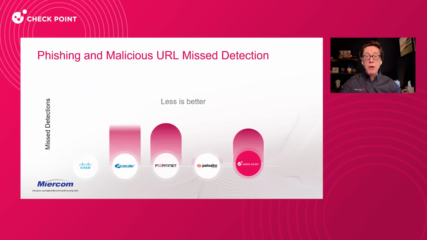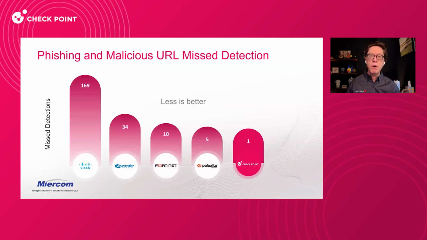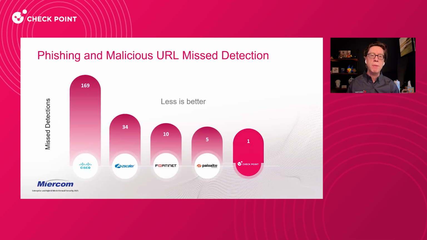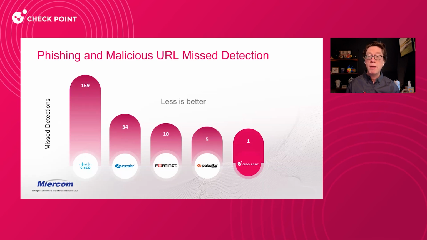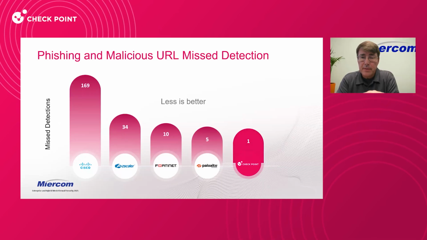Yeah, I'll bet that enterprises really like that functionality, that flexibility. So now that we understand the test environment, let's take a quick look at the results. And here you can see that out of the test sample of URLs, Checkpoint had the best performance and missed only one.